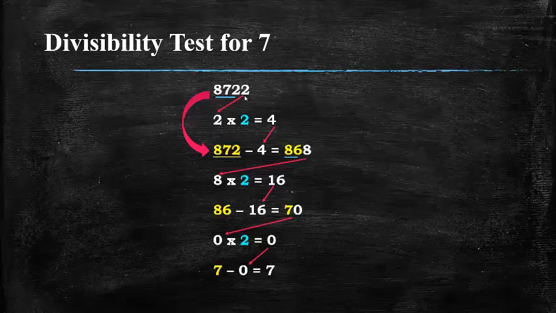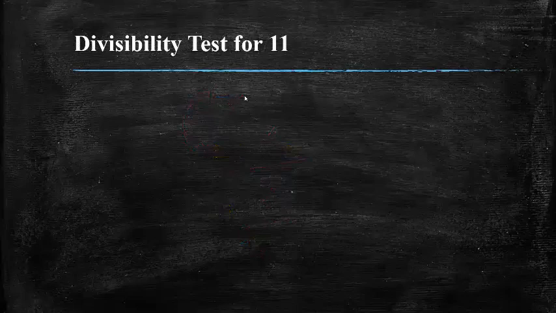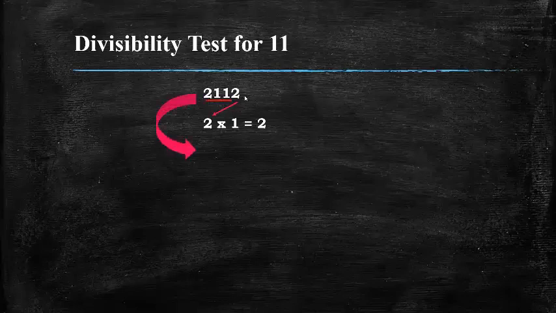Next we are going to see the divisibility test for 11. Let's take for an example the number 2112. As I told you, my focus is going to be on the unit digit, which here is 2. I'm going to multiply the unit digit 2 by 1, so 2 into 1 gives me 2. The left out digits in the original number are 211. I'm going to subtract the value 2 from 211, which gives me 209.